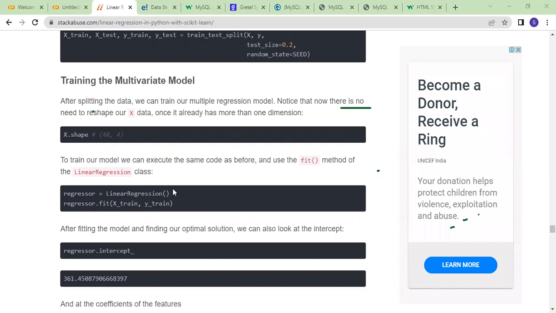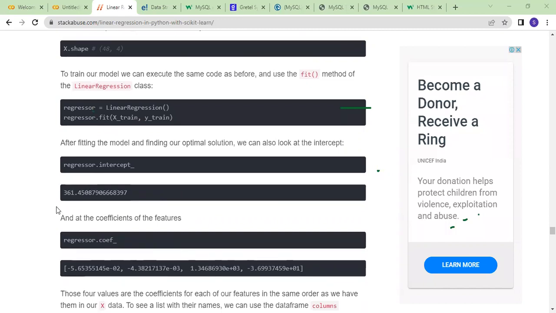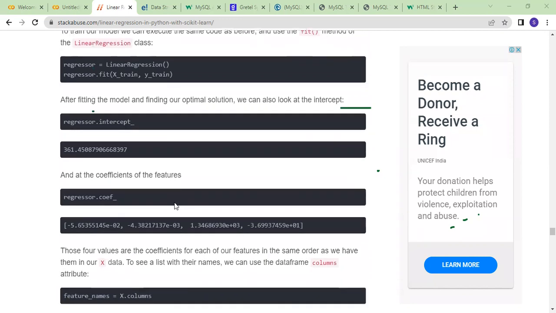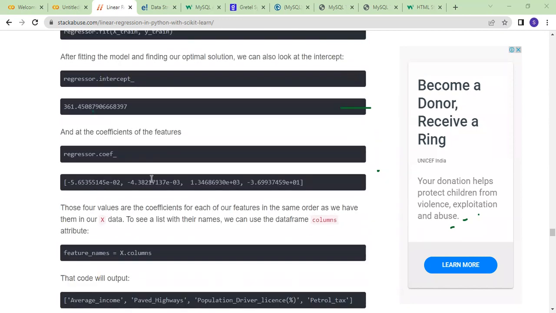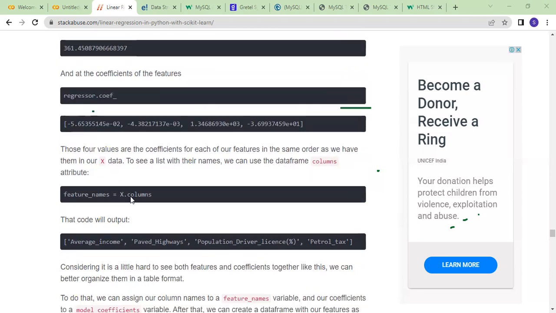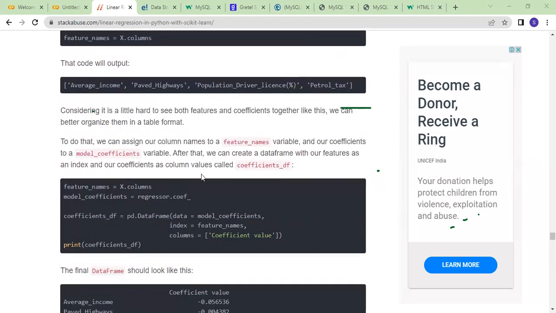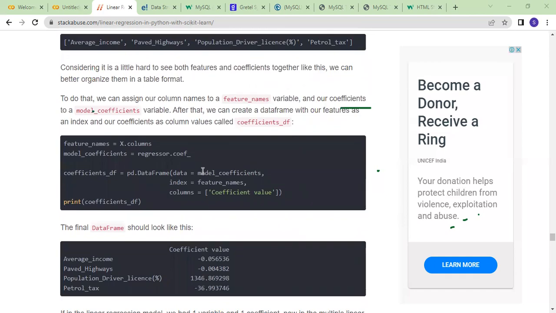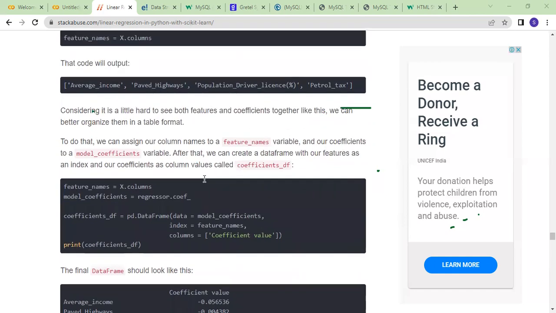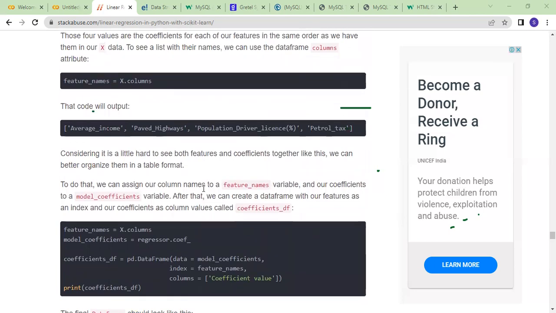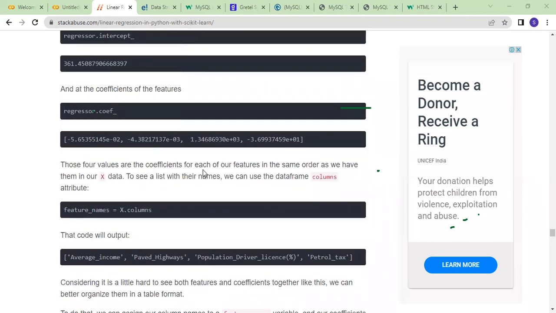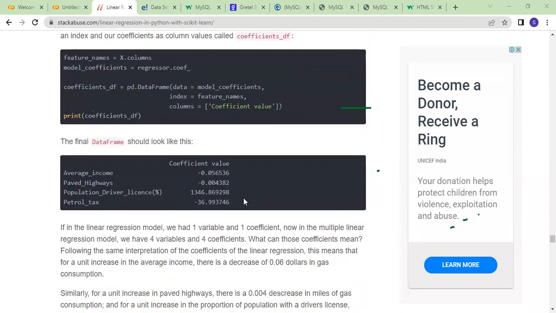Now, from where does the intercept take place? That we also calculated in this manner. So the intercept is 361.450, and this is the point of intercept. Then we get the coefficients of the regressor, the corresponding coefficient values.